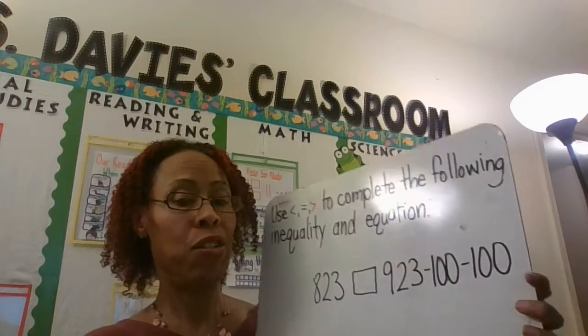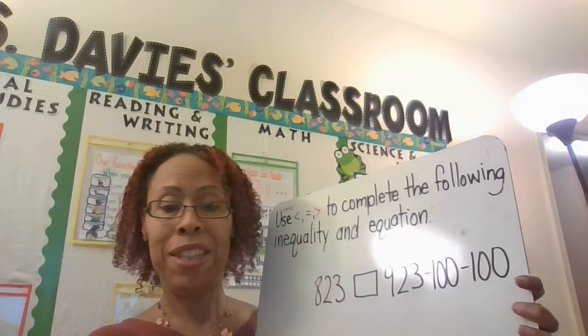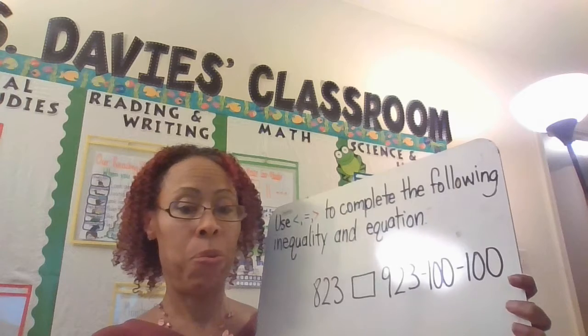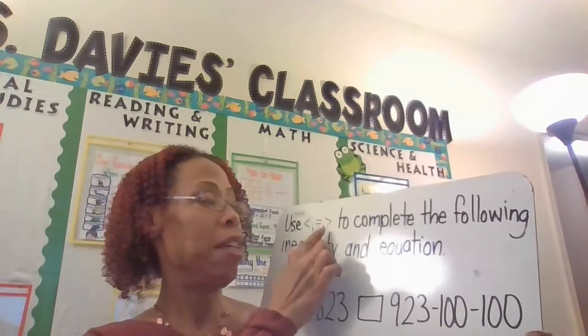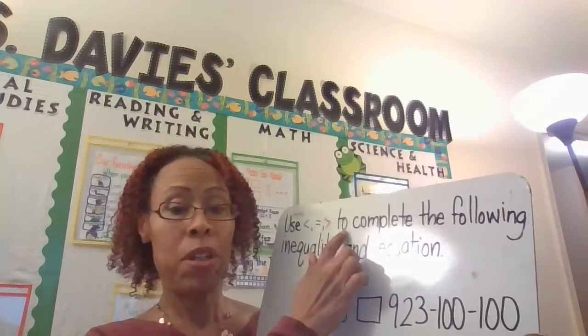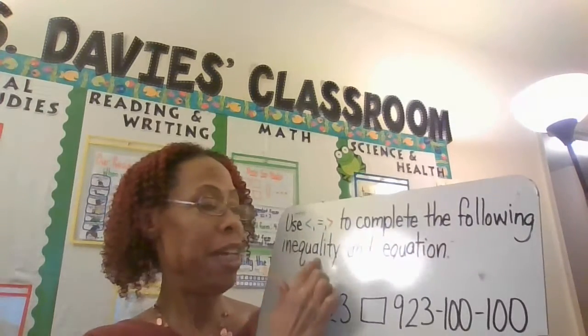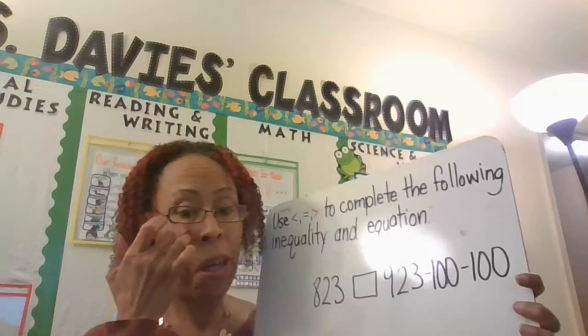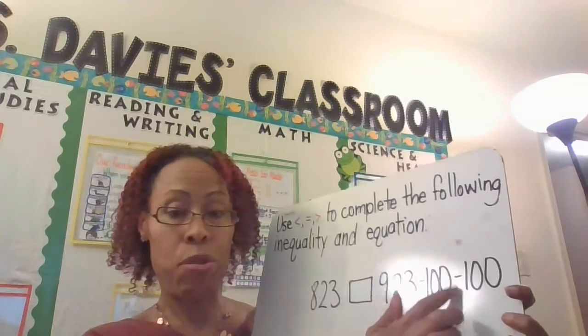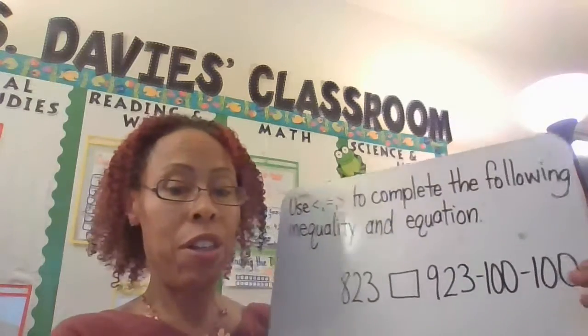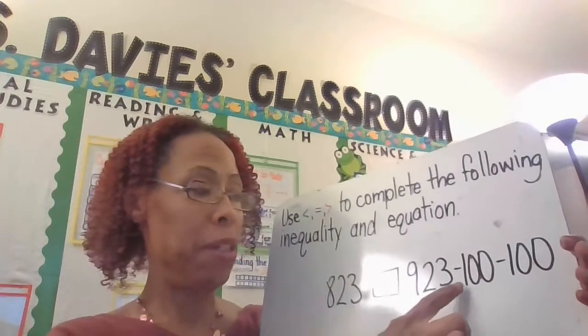Welcome back, scholars. We are going to use the same description that we used yesterday. Use less than, equal, or greater than symbols to complete the following inequality and equation. And this time, if you notice, the equation has subtraction included. But we're going to follow the same principles as when there was addition.